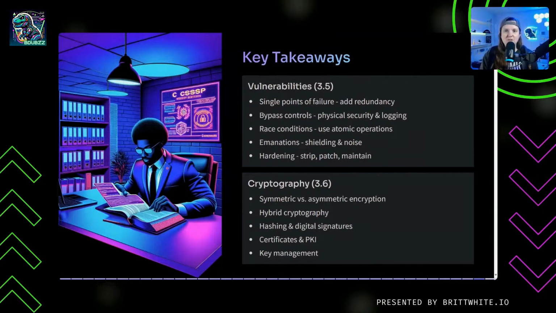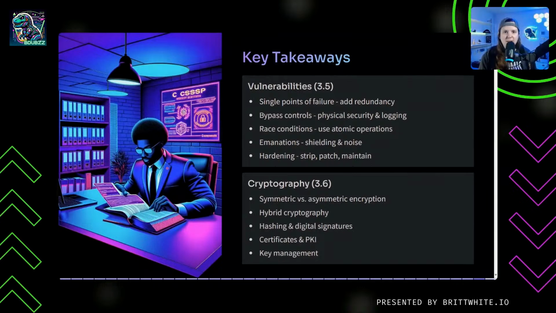Then we learned bypass controls are handy shortcuts, but lock them with physical security and logging. Race conditions are timing tricks that can get slammed shut with atomic moves. Emanations block those sneaky leaks with shield and noise. Hardening, strip the junk, patch it up, and keep it lean and mean. Then we hit specific systems. From client server to cloud, the playbook is the same. Patch fast, encrypt everything, limit access, and watch like a hawk. Whether it's SQL injection in databases or weak passwords in IoT, spot the weak spot and shut it down.